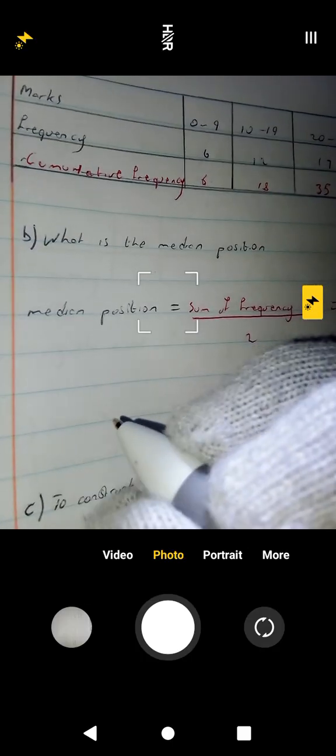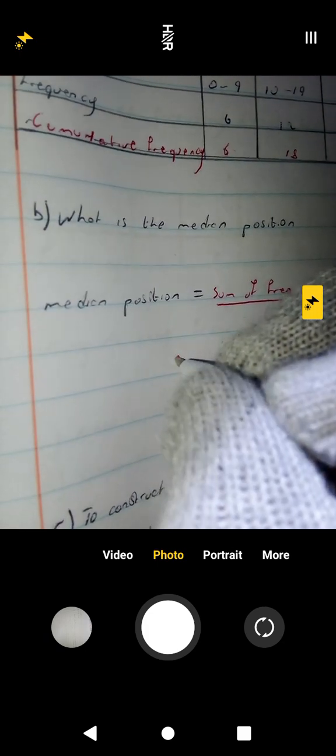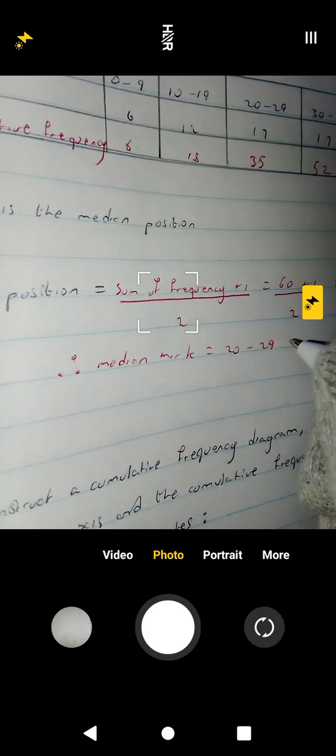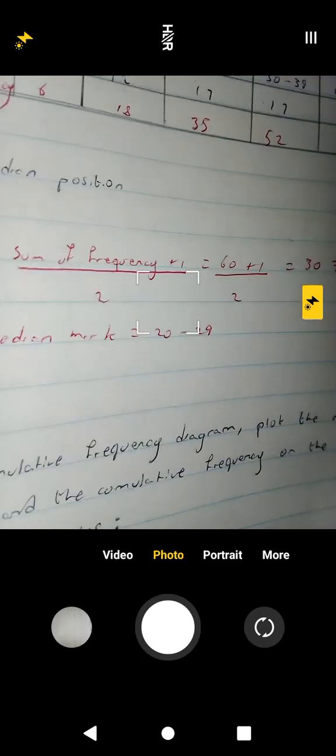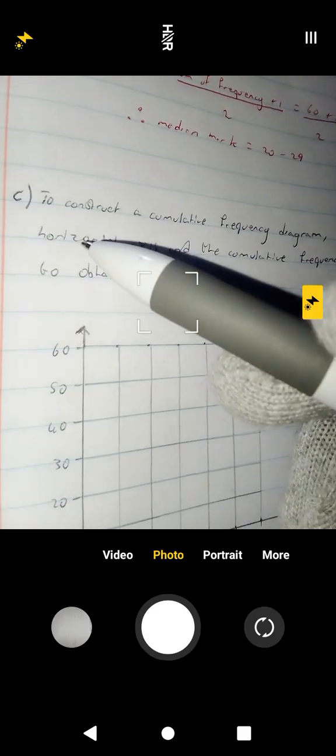Perhaps we can then conclude. Therefore, median mark is 20 to 29. Okay, I hope that's clear. So let's move on to C.